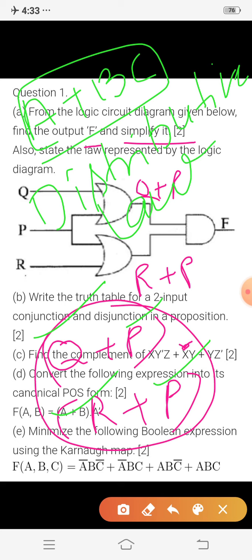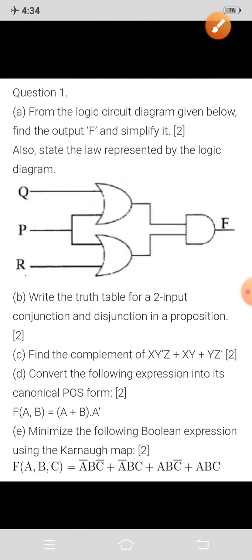लॉ का नेम पूछा है आपसे और पूछा है एक्सप्रेशन क्या होगा जनरेट. तो एक्सप्रेशन क्या होगा? एक्सप्रेशन विल बी (Q plus P) dot (R plus P) within brackets. This is the output, that means F. And आपको क्या करना है? फिर इसको सिंप्लीफाई करना है. And when you will simplify it, you will get what? P plus QR. Distributive law.